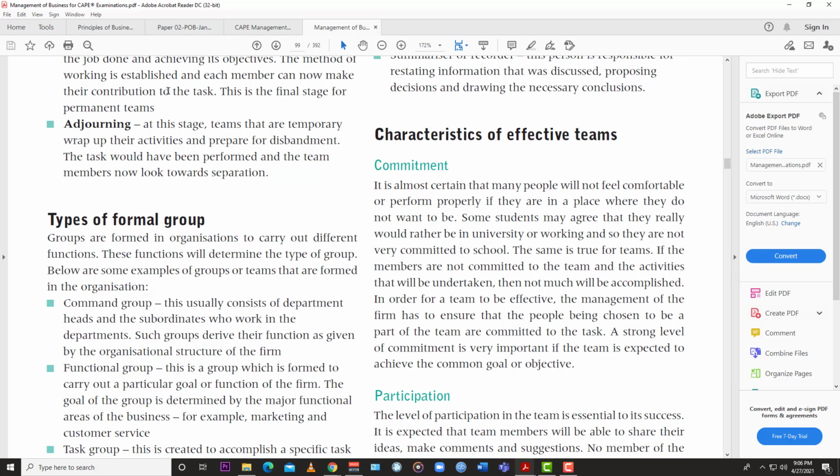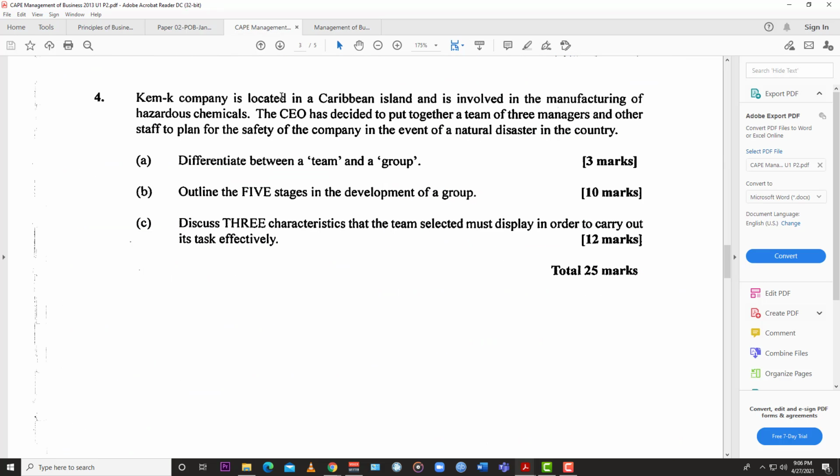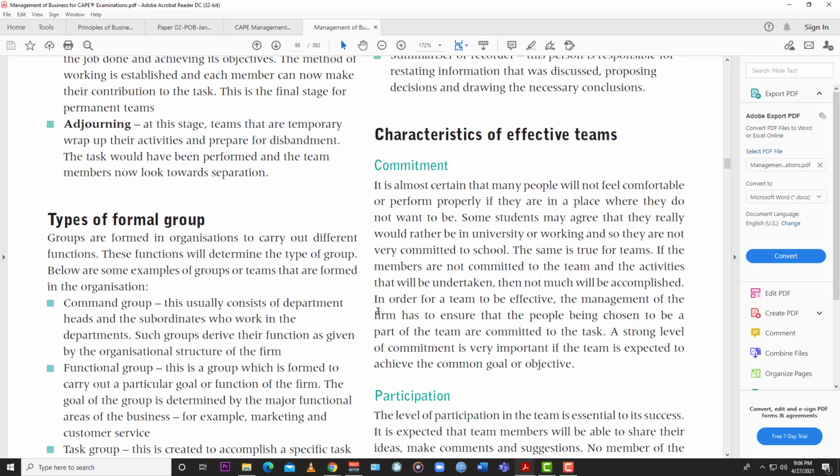Commitment. And so what they say here, discuss. So commitment. You know what commitment means? You know to write about commitment. It's about being on board, sticking to the task, and not finding excuses, being responsible, that kind of stuff. It's almost certain that many people will not feel comfortable or perform properly if they are in a place where they do not want to be. So you gotta make sure you're there 100% and committed to the task. You can't be half-hearted, right? You can't come half-hearted and expect to be an effective team.